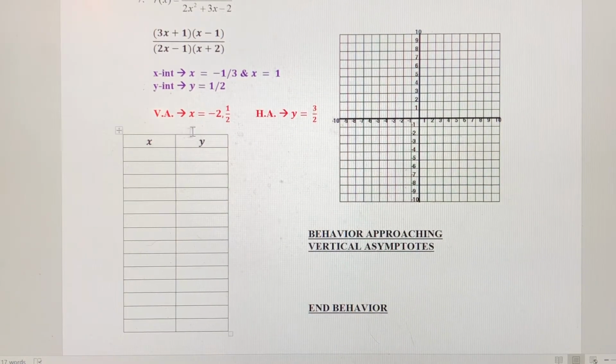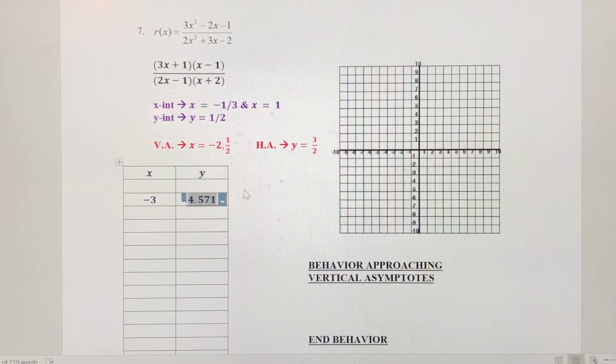We want to approach negative 2 from both the left and the right side, and then approach 1/2 from both the left and the right side. I'm going to start with negative 2. To the left of negative 2, I'm going to go a little further over, negative 3. When I plug that into my original function, I get approximately 4.571. Let's move a little closer to negative 2 from the left. When I plug in negative 2.5, I get 7.583. And then let's get right up next to negative 2, negative 2.1, and you can see we get almost 31.6.